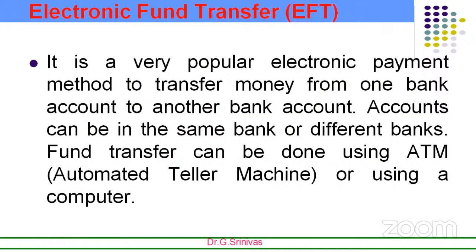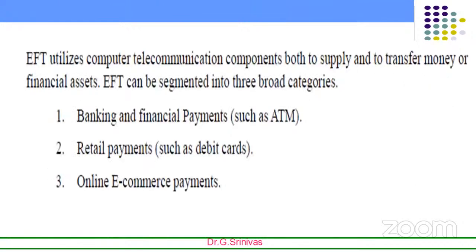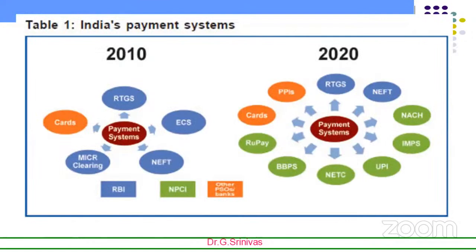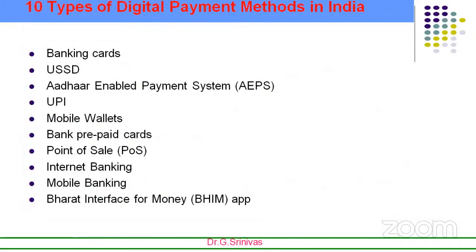EFT, the electronic fund transfer system. Under this we have ATMs, retail payments, and online e-commerce payments. Payment systems in India for retail payments, meaning small payments, use MICR, ECS, EFT, NEFT, CTS, SCS. For large payments we use paper based as well as RTGS. Before 2010 we had RTGS, ECS, NEFT, and MICR cards, but in 2020 we have so many payment systems, right? These are the top 10 payment systems which we are using in India: cards, USSD, Aadhaar enabled payment system, UPI, mobile wallets, bank prepaid cards, point of sale terminals, internet banking, mobile banking, and the BHIM app.